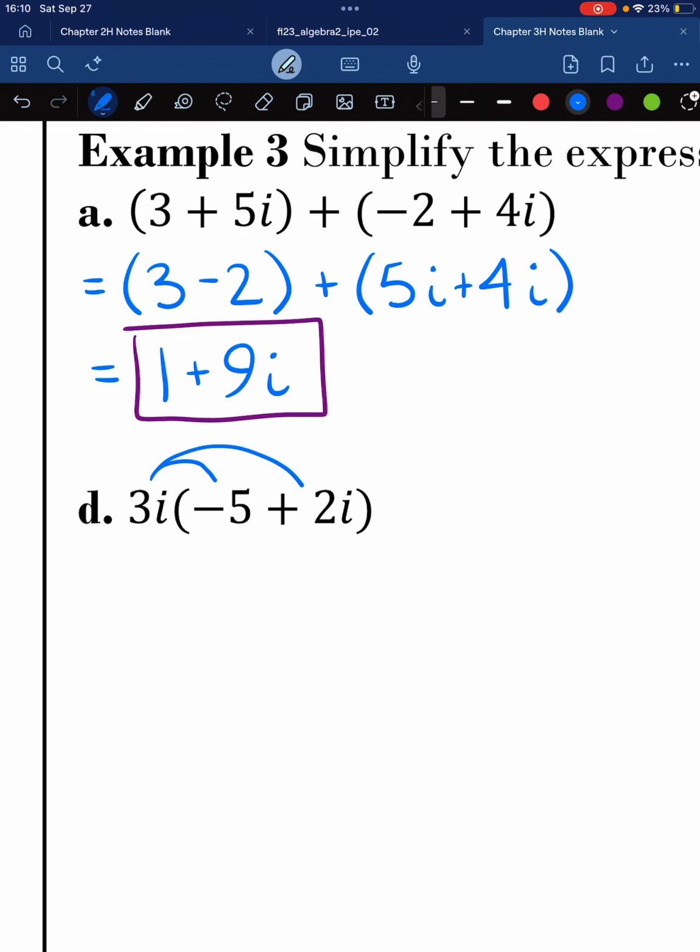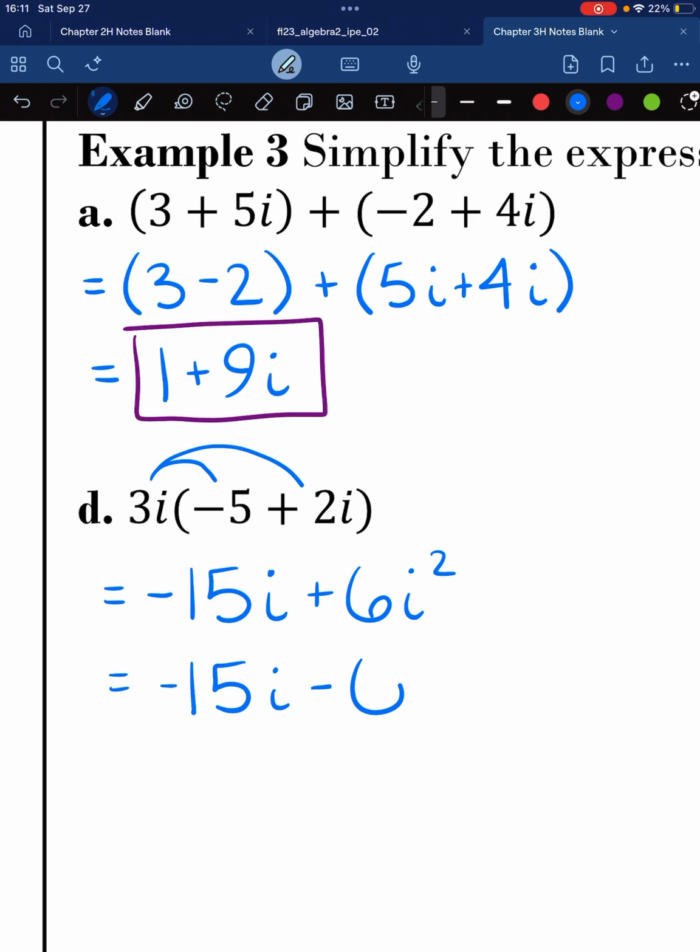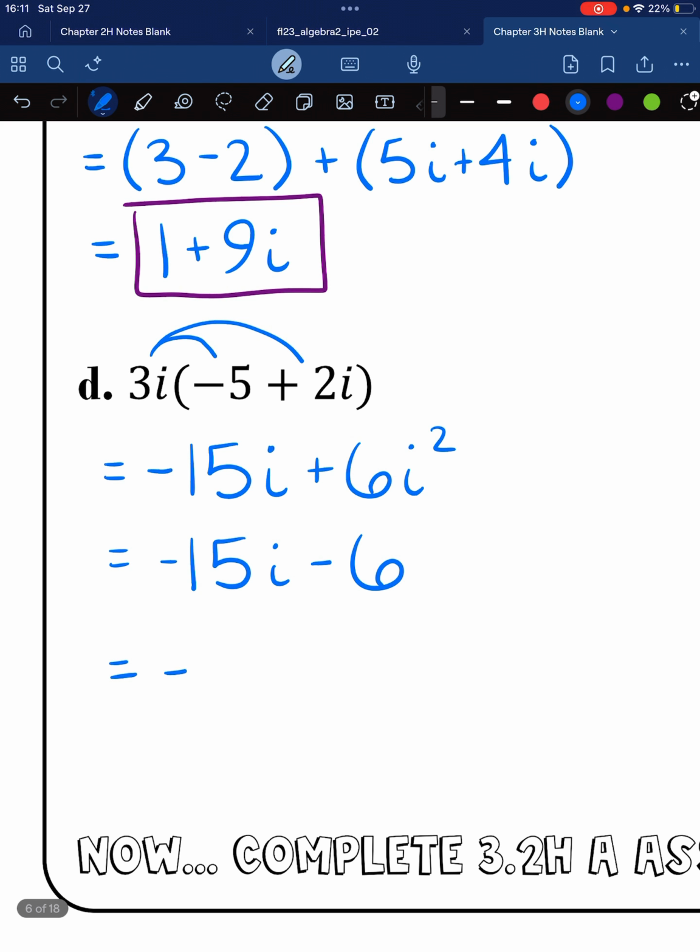Okay, D, we have some multiplication we need to distribute. That's exciting. So this expression equals negative 15i plus 6i squared. I told you it was going to be so important. Oh my goodness. i squared is the same as negative 1. Okay, but now I'm not in standard complex form. We need that real part to go first.